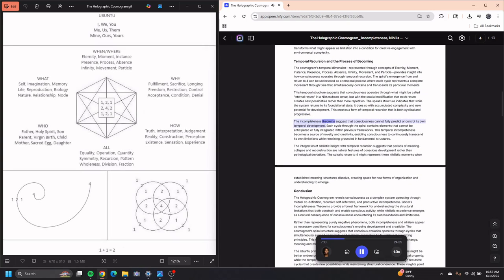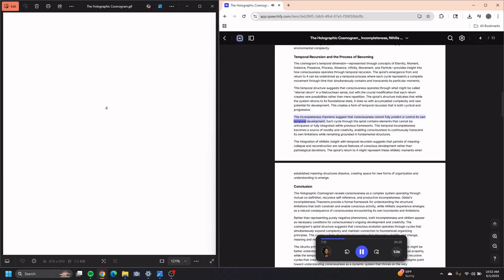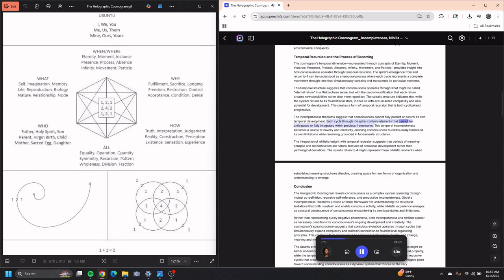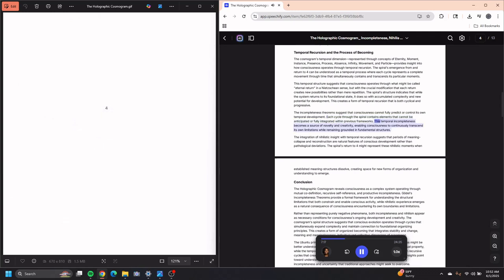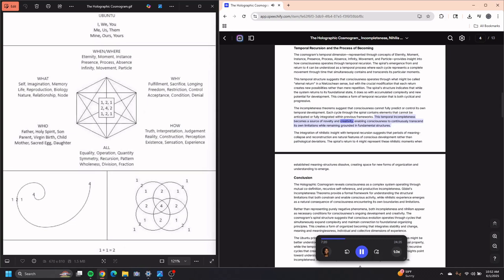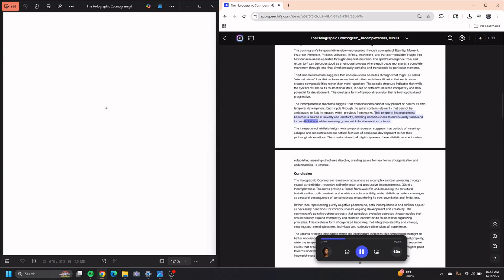The incompleteness theorem suggests that consciousness cannot fully predict or control its own temporal development. Each cycle through the spiral contains elements that cannot be anticipated or fully integrated within previous frameworks. This temporal incompleteness becomes a source of novelty and creativity, enabling consciousness to continuously transcend its own limitations while remaining grounded in fundamental structures.